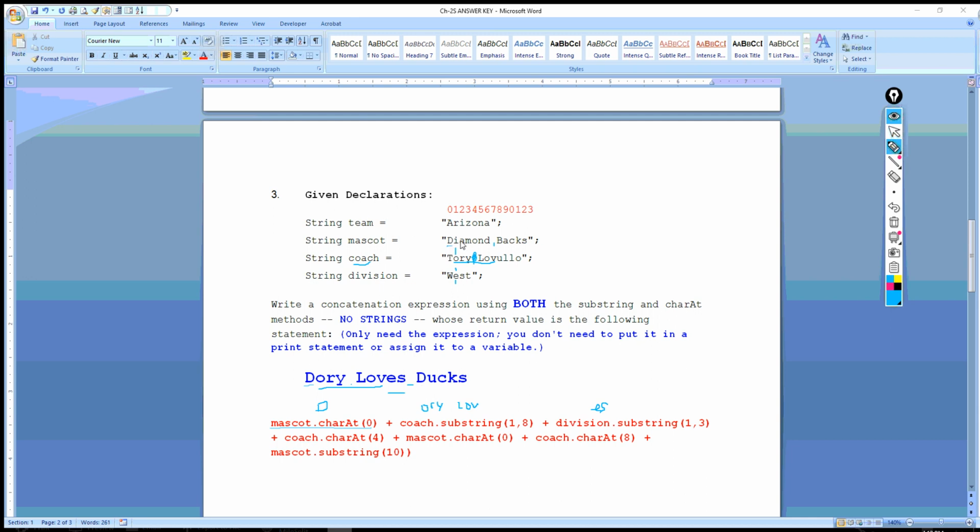which is only one place, but there's no U following it. So again, we can only do one character, so we'll use charAt. So the mascot.charAt(0), position 0, the D is at the very first position, which is 0. So that takes care of the D.